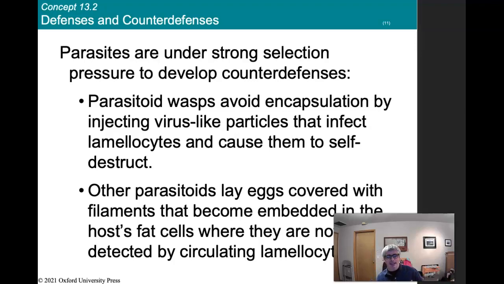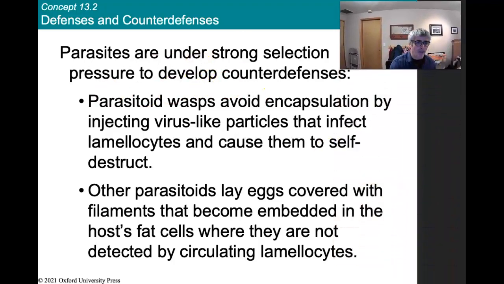So it bypasses their defense system while it's giving it an egg that's going to develop into this thing that's going to eat it from the inside out. I mean, this is crazy.